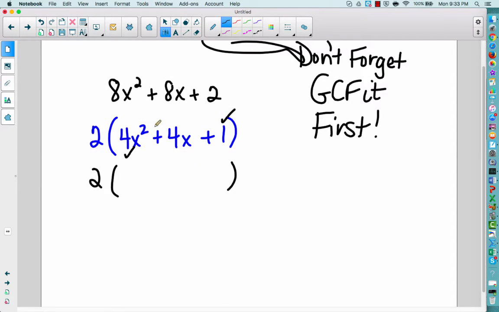And it's positive. And if I take the root of 4x squared, it's 2x. The root of 1 is 1. If I double that, is it 4x? And it is. So it's a perfect square trinomial. So I can factor it to a binomial squared, which is 2x plus 1.